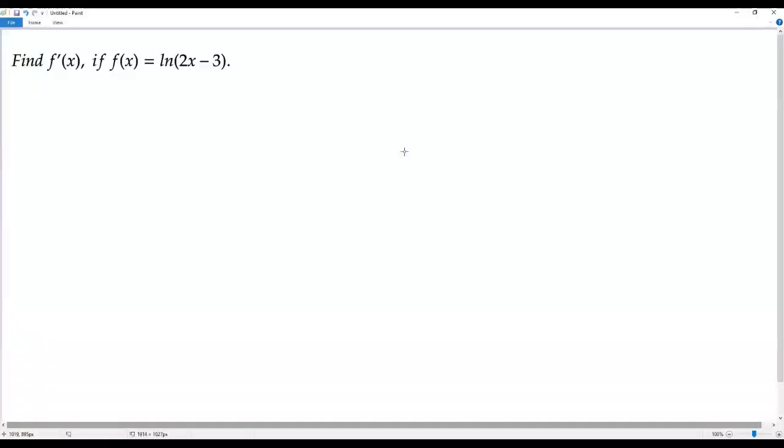Here we have an AP Calculus AB problem. Okay, let's go to the information. Find f prime of x if f of x equals ln, that is natural logarithm, of 2x minus 3. Here we have a function f of x and we have to find the first derivative of this function, that is f prime of x.